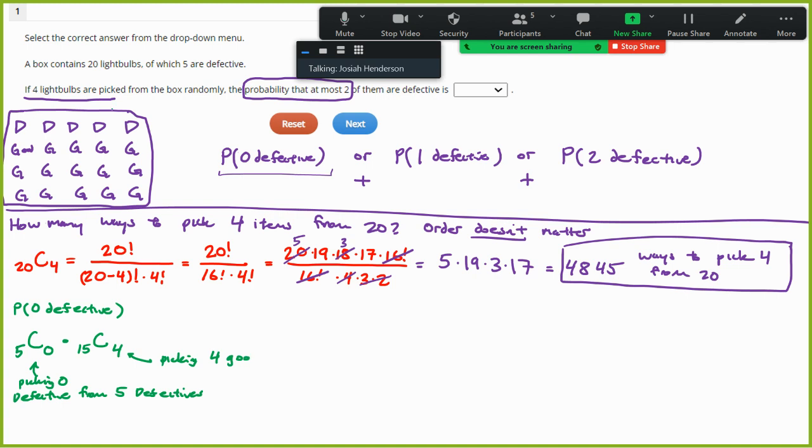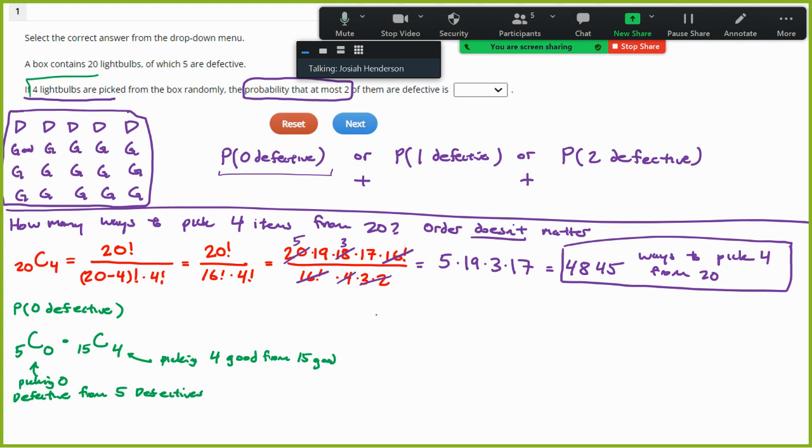Why 4? Because in the problem it said that's how many we're taking. Up at the top in the writing, pick 4 from the 20 randomly. Pick 4 good from 15 good. Okay, so I'll work on this to the right of that.